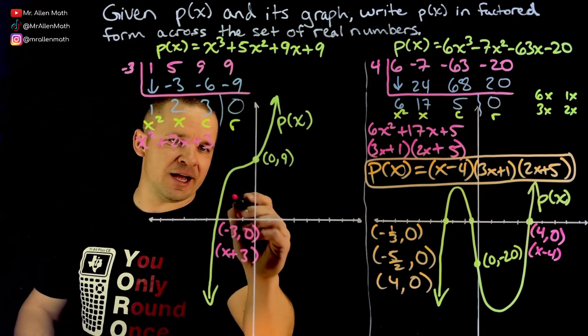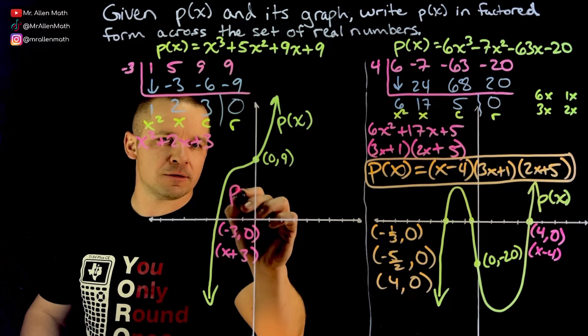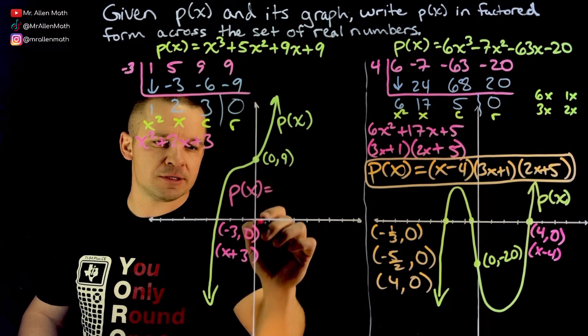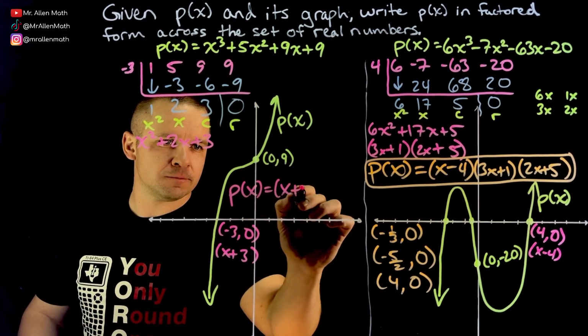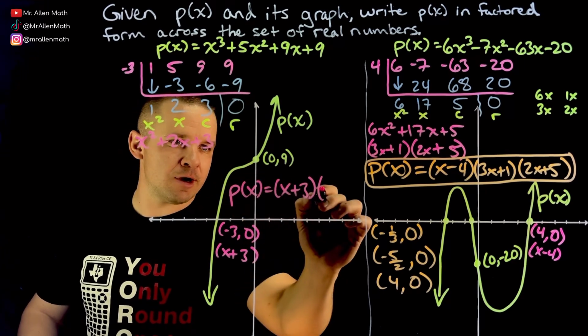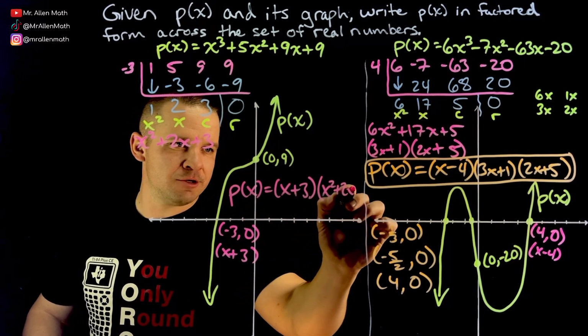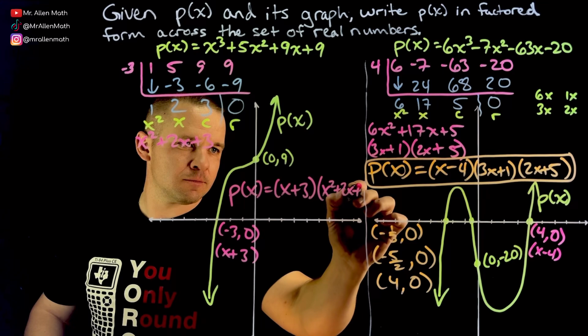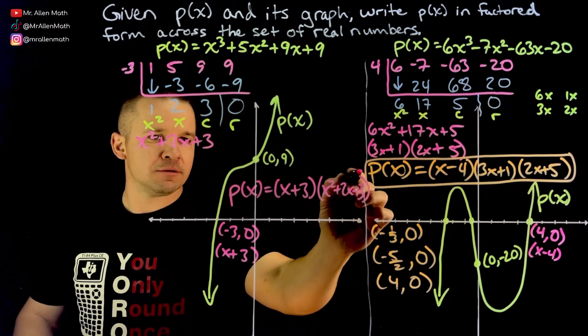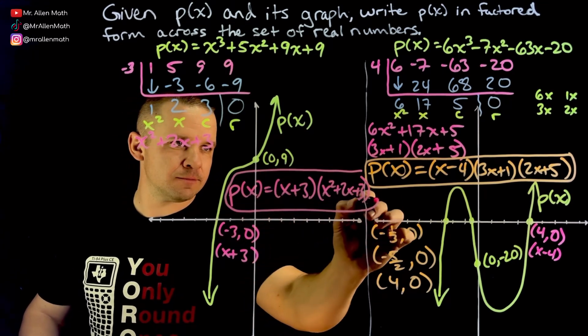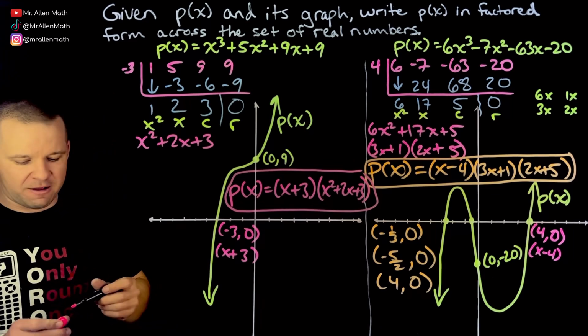We're going to get our final answer here. P of x equals x plus 3, x squared plus 2x plus 3. That is it. Cool? That is my factored form.